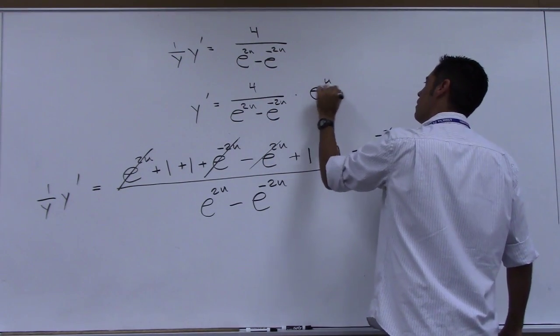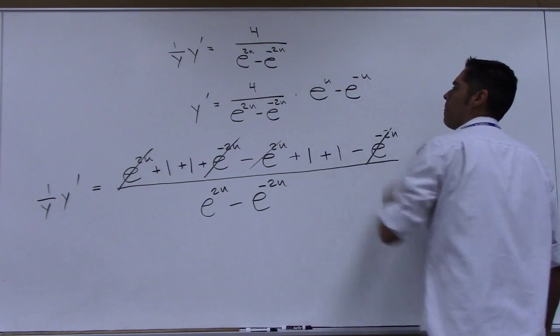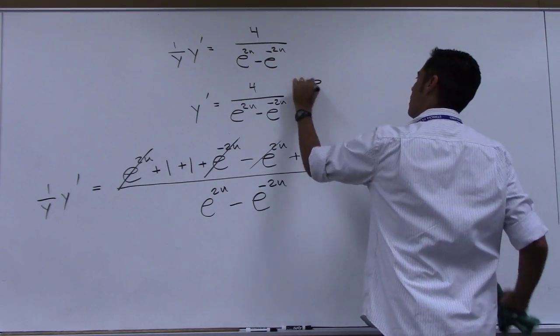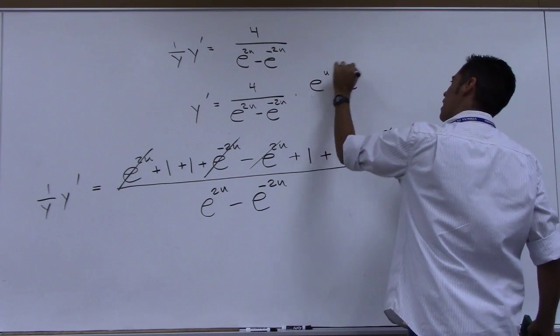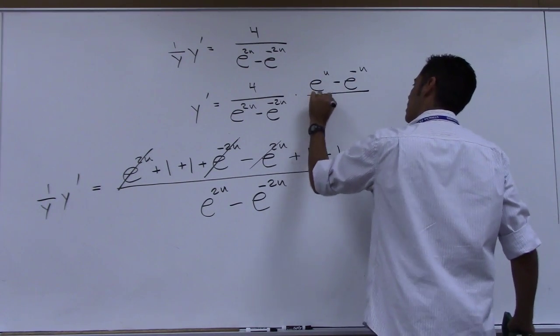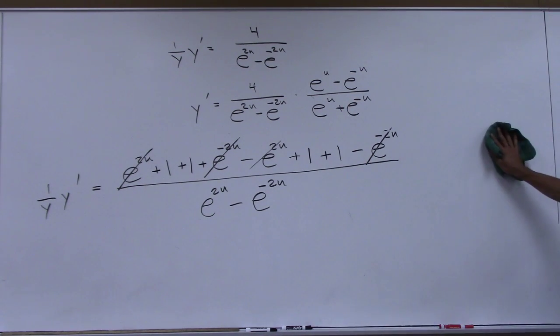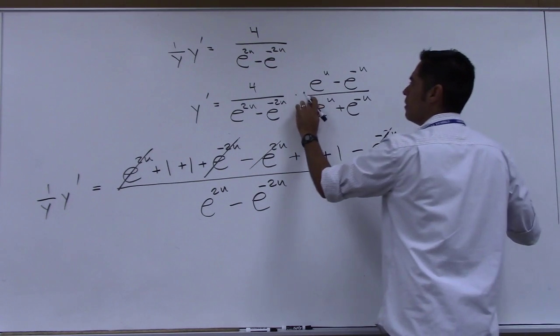E to the u minus e to the negative u? Oh. So e to the u minus e to the negative u over e to the u plus e to the negative u. Is that the answer in the back, though? I don't know. That's an even? Okay, that'd probably be okay.